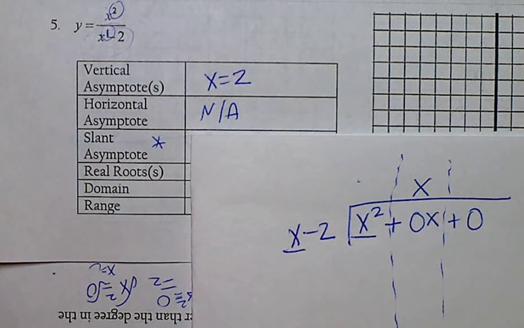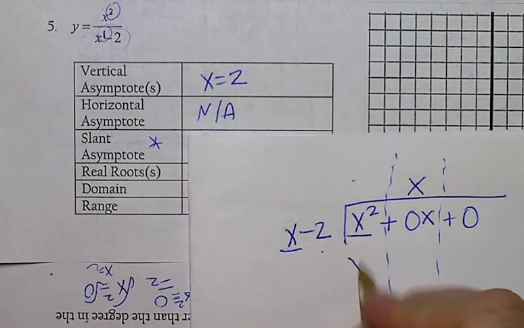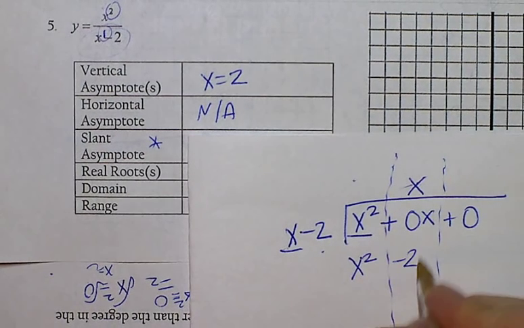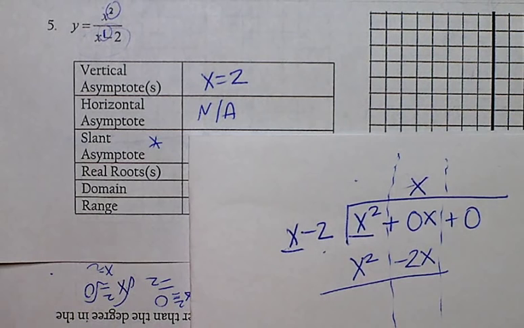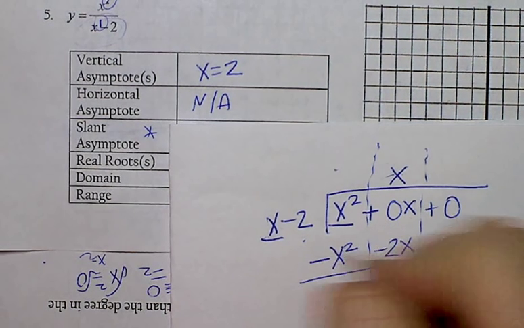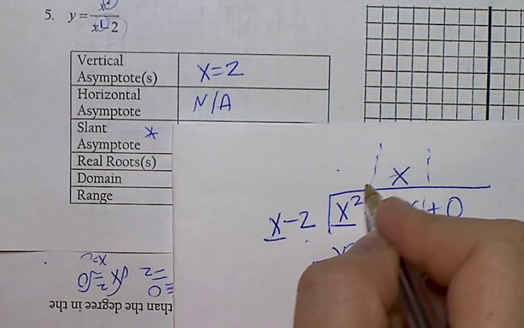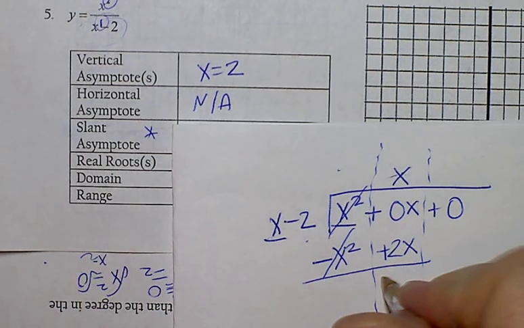That's step 1. Step 2 is to distribute this to both things outside. X times x is x squared. X times negative 2 is negative 2x. That's step 2. Step 3 is I go to the second line and I change the signs. If it was negative, it becomes positive, and vice versa. Okay, now I'm going to combine them. Cancels. I did it right. Combines to give you 2x and bring down the 0.